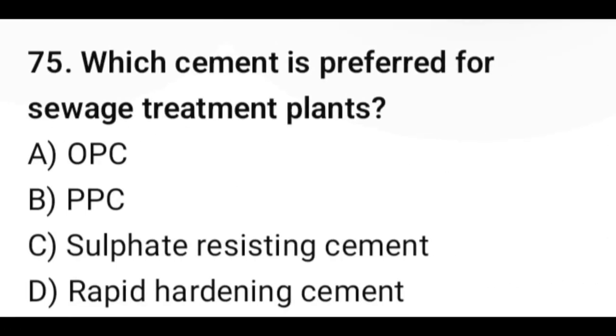Next question. Which cement is preferred for sewage treatment plant? Option A OPC, B PPC, C sulfate resistant cement. Option D is rapid hardening cement. So the right answer is option C, sulfate resistant cement is good for sewage treatment plant.